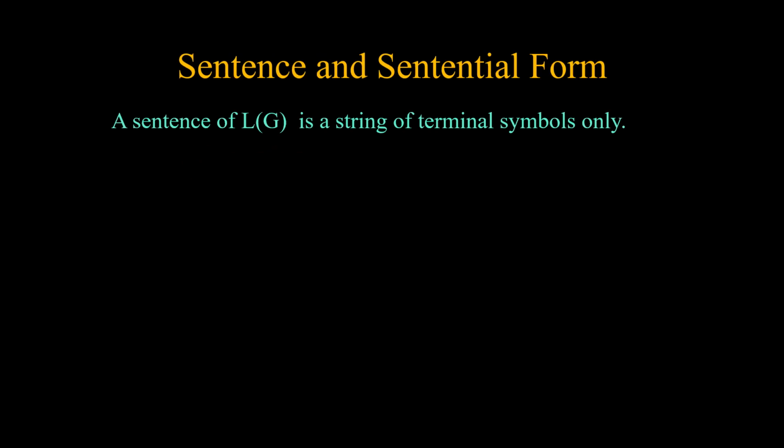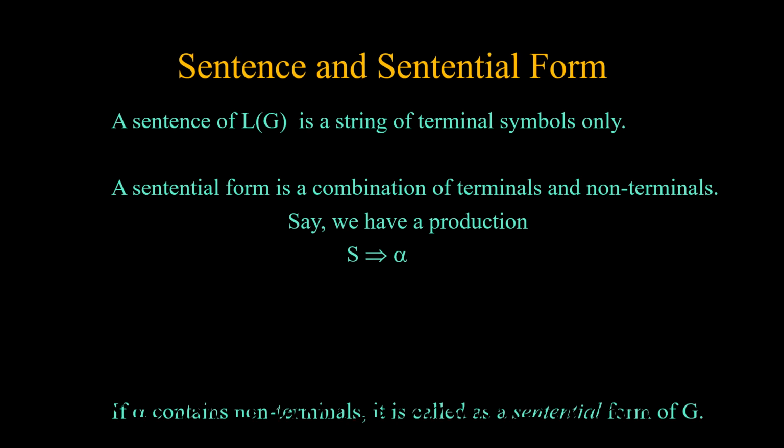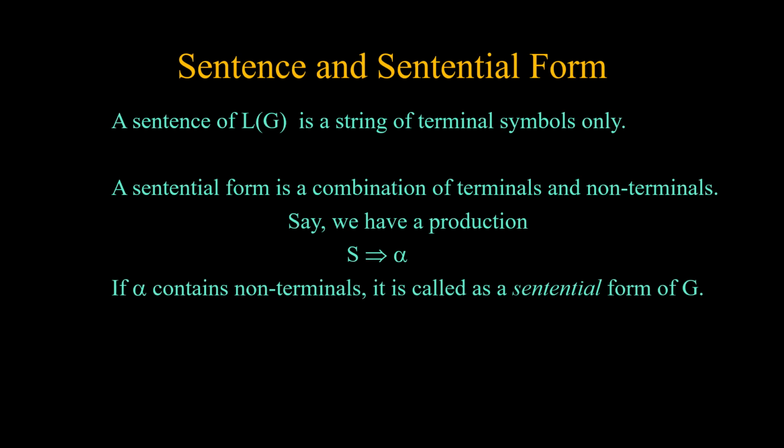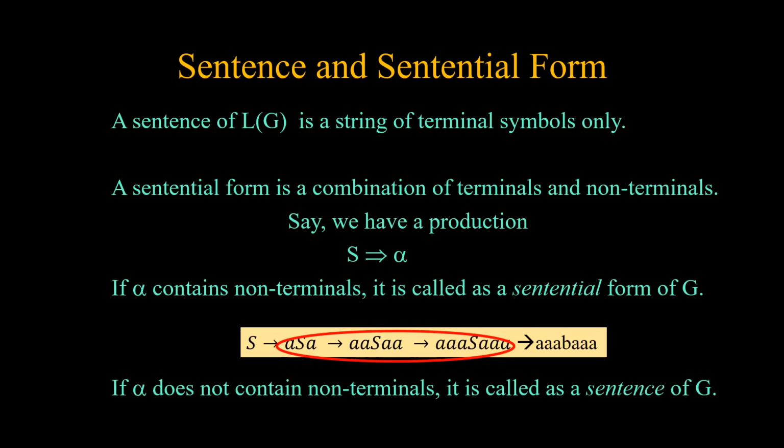Now, what do you mean by sentence and sentential form? A sentence is a string of terminals only. Please remember these two points are very important whenever we are talking about entire context-free grammar. A sentential form is a combination of terminals and non-terminals. Say we have a production S tends to alpha, and alpha contains non-terminals, then it is called a sentential form. In this case, S tends to ASA, aASAa, triple a, S, triple a; these are all sentential forms. If alpha does not contain any non-terminal, then we say that this is a sentence. Here, triple a, b, triple a is a sentence.